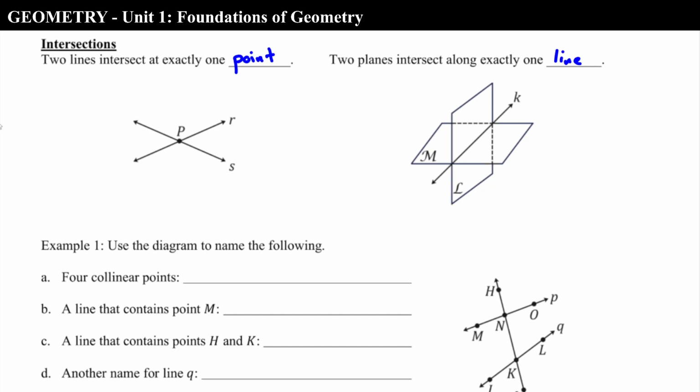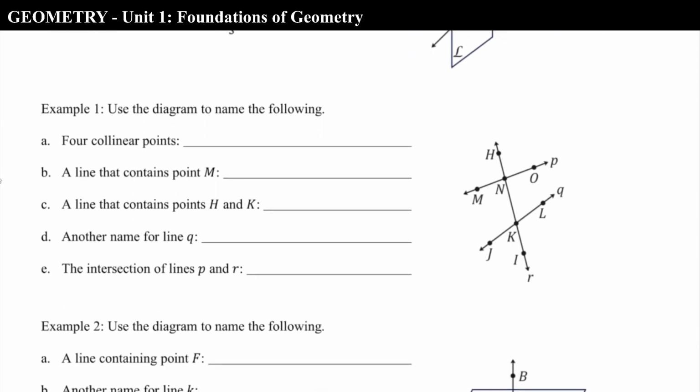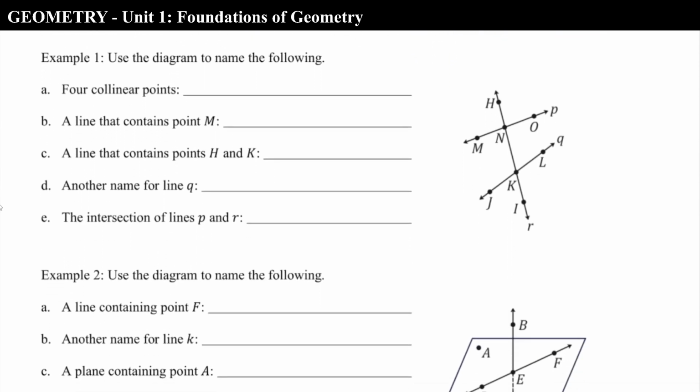Now that we've got a little bit of terminology, let's do some examples. Starting with example 1. Let's use the diagram to name the following. First, we want 4 collinear points. Well, line P has 3 of them, line Q has 3 of them, but line R is the only one that's got 4. And those 4 collinear points are H, N, K, and I.